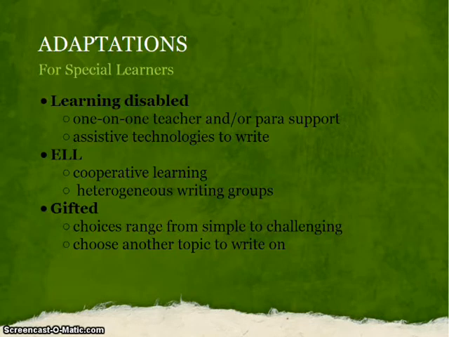Adaptations for gifted students include choice ranging from simple to challenging options as they choose different techniques to get attention in their essay. They may also choose another topic to write on. If they finish before their classmates, they can go back and perhaps rewrite a piece of their own work to practice the skills that we've learned.